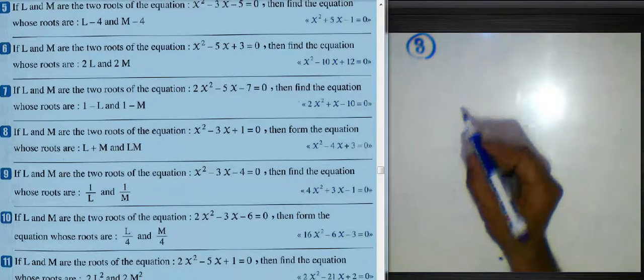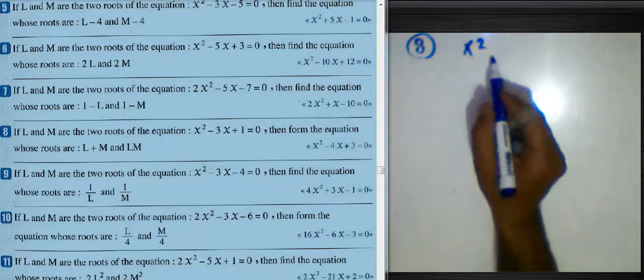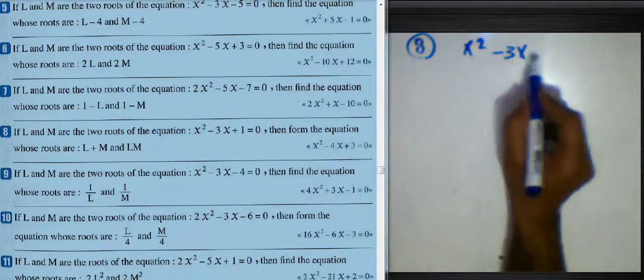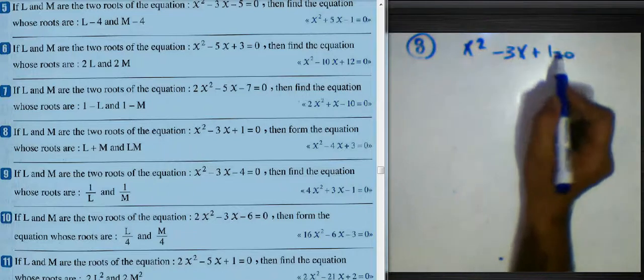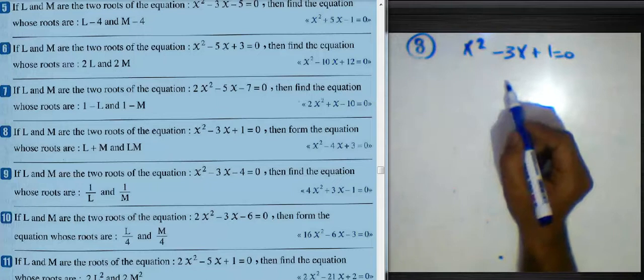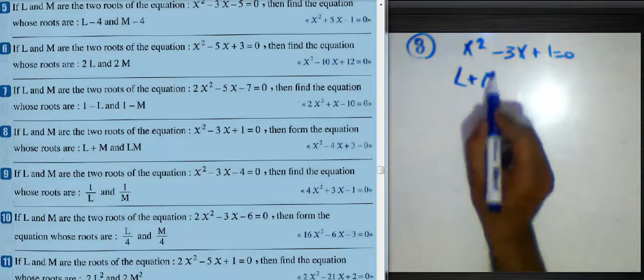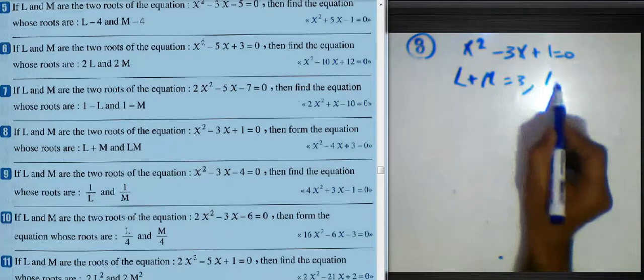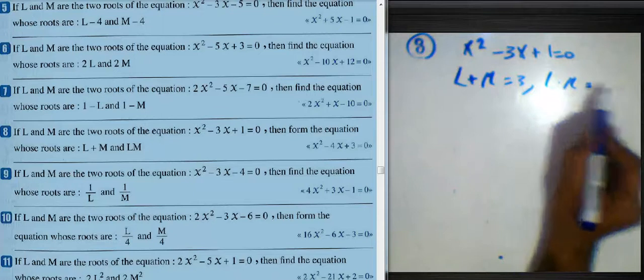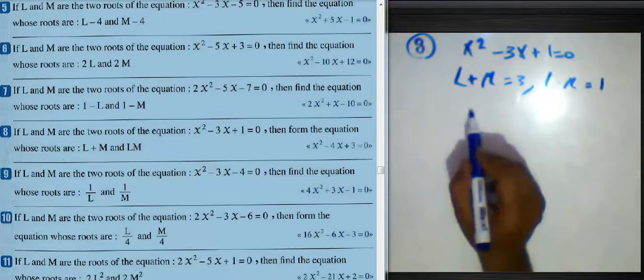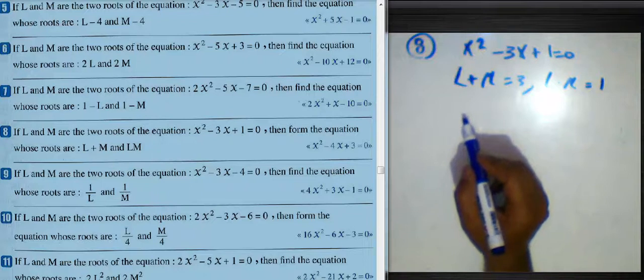Roots of the equation x power 2 minus 3x plus 1 equals 0. Then form the equation whose roots are L plus m and L multiply m. Okay, first we know L plus m equals 3 and L product m equal 1. We want to find the sum and the product of the new roots L plus m and L multiply m.